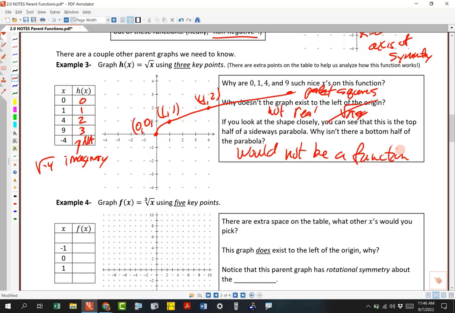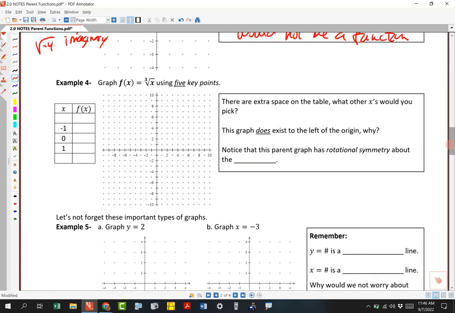Okay? All right, let's slide down here. This one's also interesting. You'll notice that we're going to do 5 key points for this. This is a cube root, and I made the graph bigger. So I want you to stop and think for just a second. There's some extra spaces on that. We'll do the first 3, and then I want you to think about what we're going to plug in with. Cube root of 0? 0. Cube root of 1? 1.